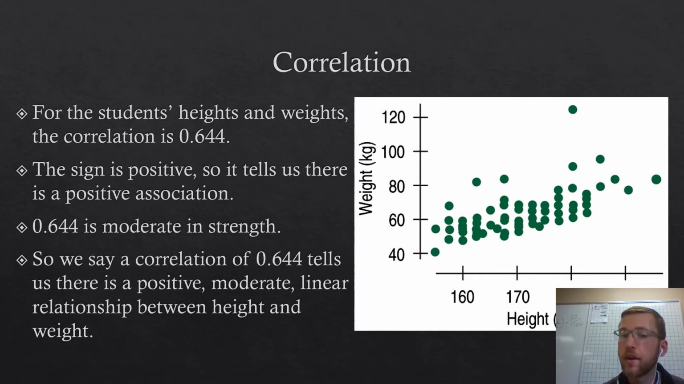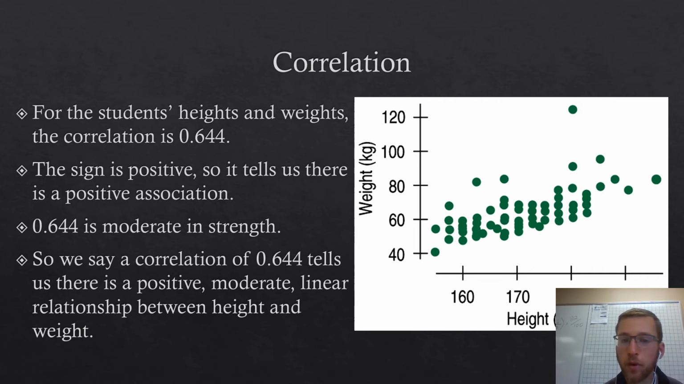So going back to our height and weight example from before, if I were to calculate the correlation, our R value, or our correlation value, would be 0.644. So what does that tell us about our association? First of all, it is a positive R value, so that means we have a positive direction, and I think we agreed to that before. We see it's going upward from left to right.